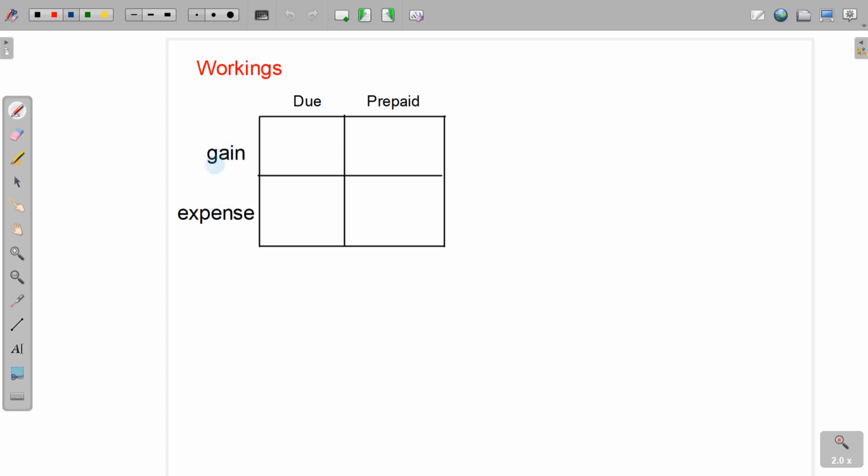So if we have a gain and it is due, I like to think of it as, well, someone owes me money essentially, and if someone is holding money for me, or I am owed money by someone, which sounds like a debtor, that would be an asset. So a gain that is due is an asset. Then the opposite is the case for a prepayment.